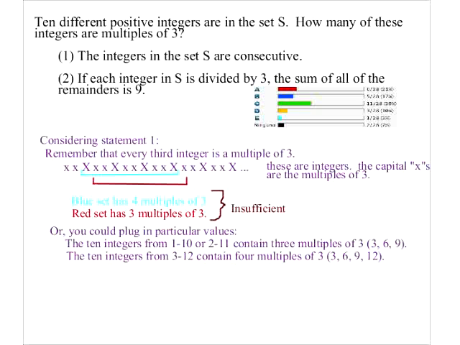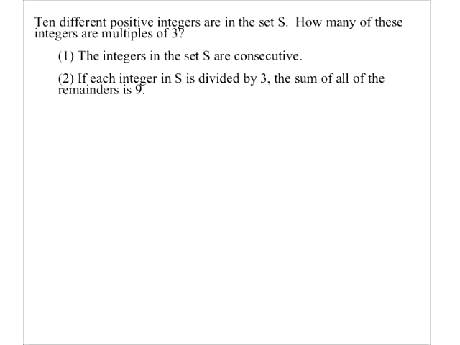Statement 2: if each integer is divided by 3, then the sum of all the remainders is 9. So, let's examine this. Let's look at statement 2. Ricci, if you're taking a product of three consecutive numbers, but there are no products in this problem, so that rule would be irrelevant here.